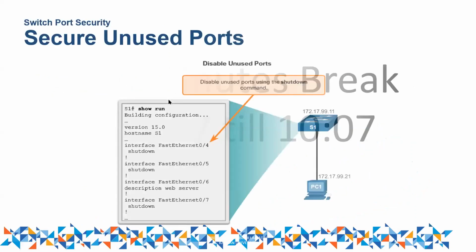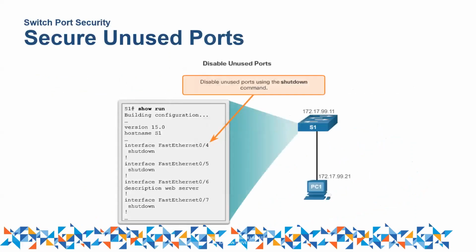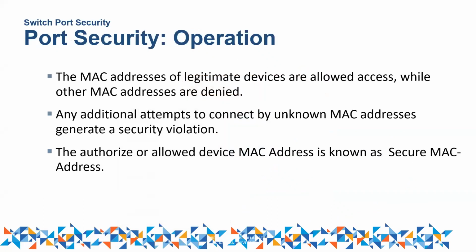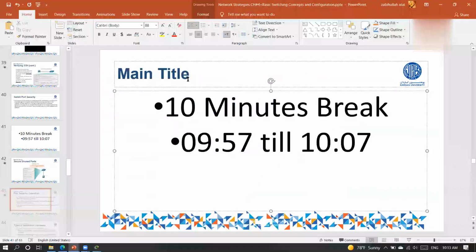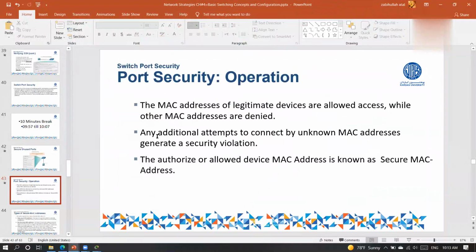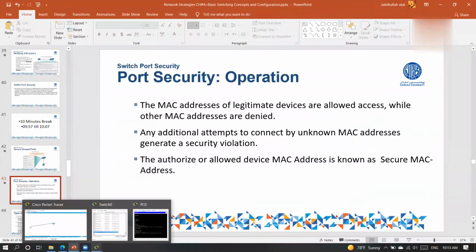So the first thing was what? Disable all the unused ports, by which command? By the shutdown command. Second thing, you have to use the port security operation. So first, let's disable the other unused ports.